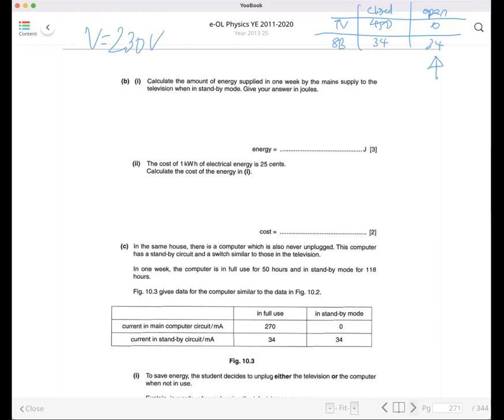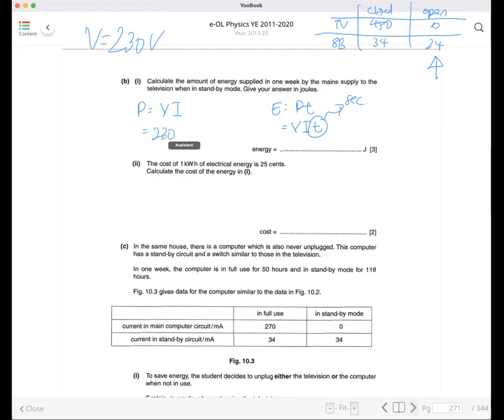Okay, Yu Ting, well done. Beiguan, do you need any help? Okay, basically, you know that power is VI. Energy is power times time, which is VIT. And T must be in seconds. Okay, so can you try again?